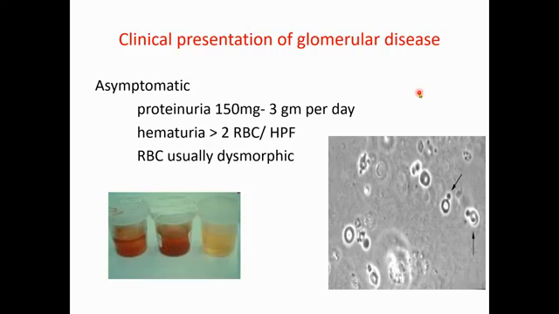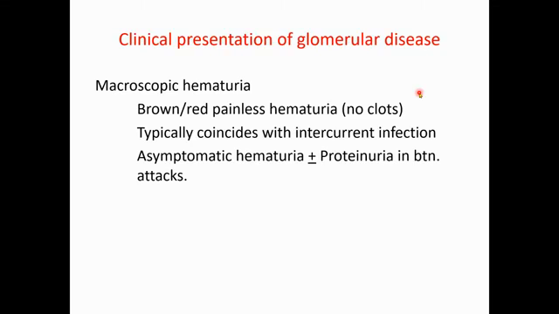Another one is macroscopic hematuria. That is brown, red, painless hematuria. Usually no clot formation occurs. That typically coincides with an intercurrent illness. The patient complains of sore throat, throat pain, and fever, and at this time some patients pass blood in the urine. This is called synpharyngitic hematuria.